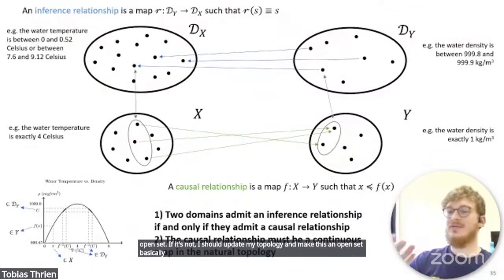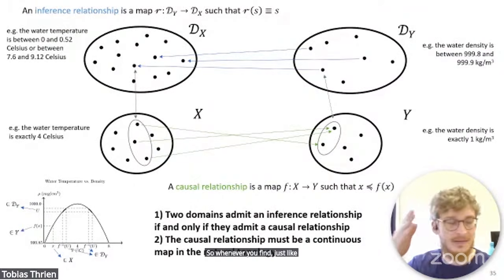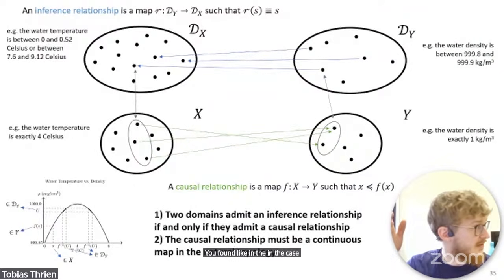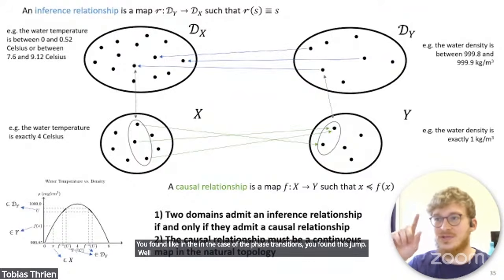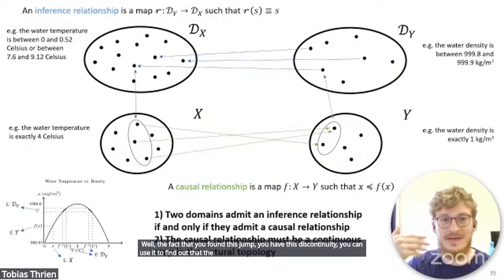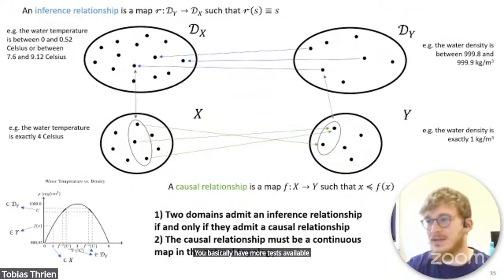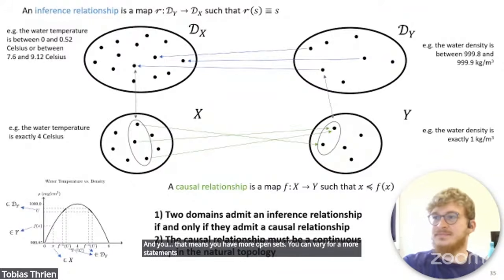Whenever you find, just like in the case of the phase transitions, you found this jump, you have this discontinuity, you can use it to find out that the phase transition is happening, right? So you basically have more tests available now, and that means you have more open sets. You can verify more statements. Yeah. Yes.